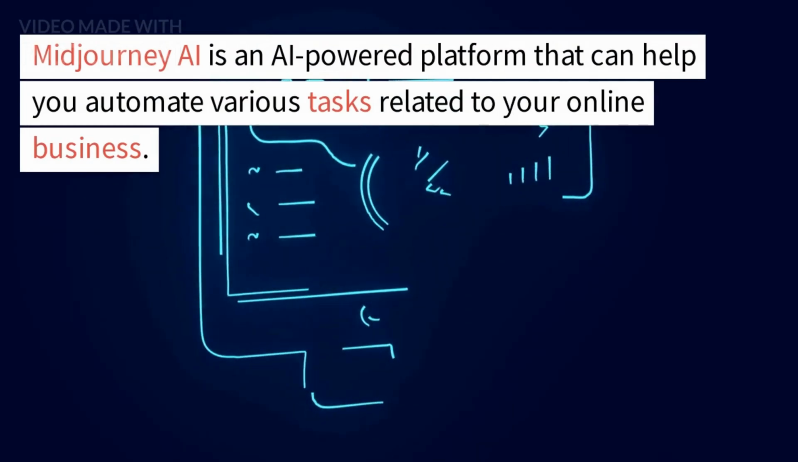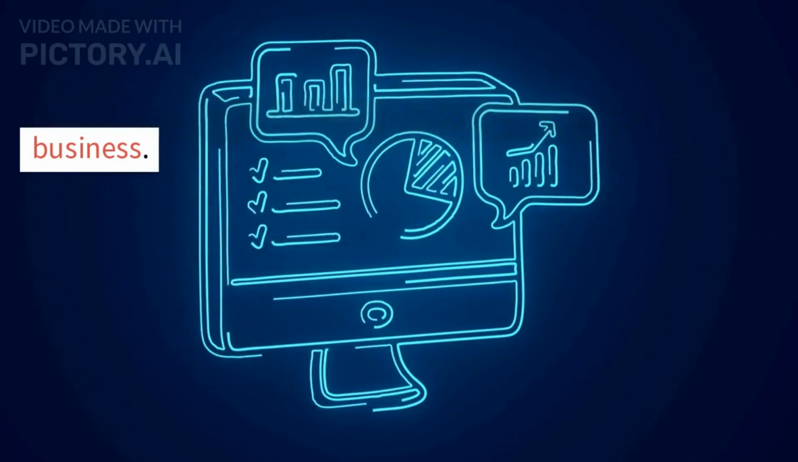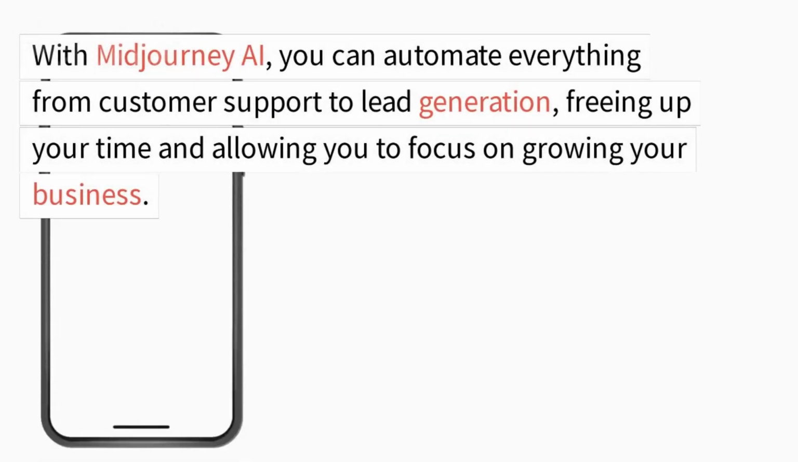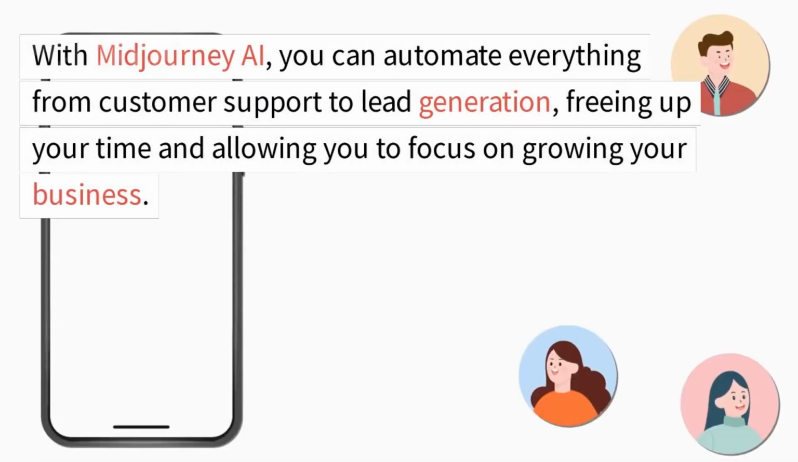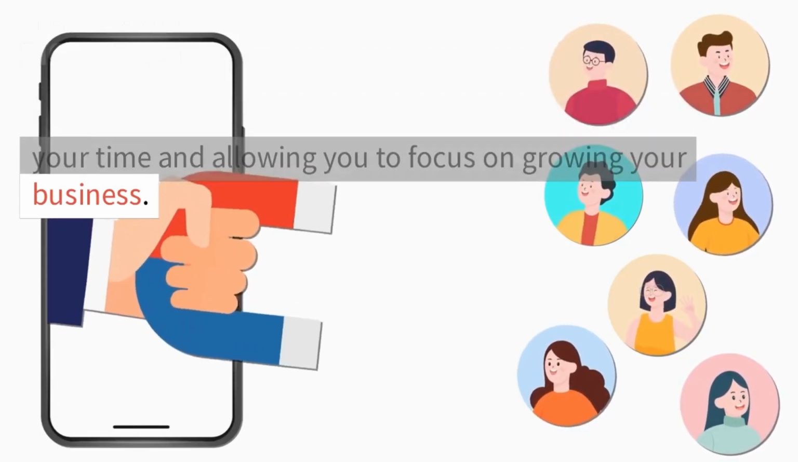Another powerful tool for generating passive income with AI is Midjourney AI. Midjourney AI is an AI-powered platform that can help you automate various tasks related to your online business. With Midjourney AI, you can automate everything from customer support to lead generation, freeing up your time and allowing you to focus on growing your business.